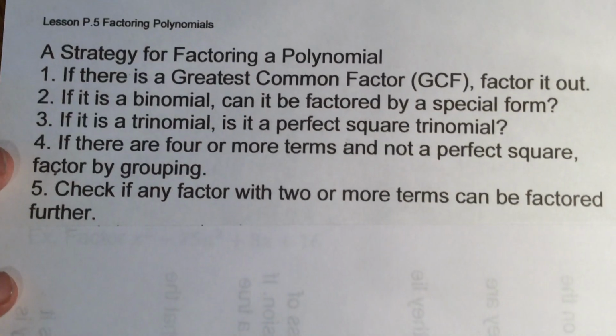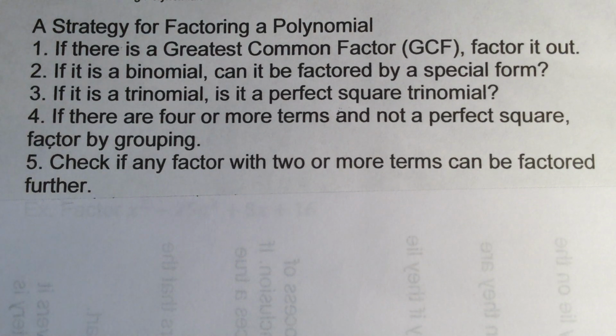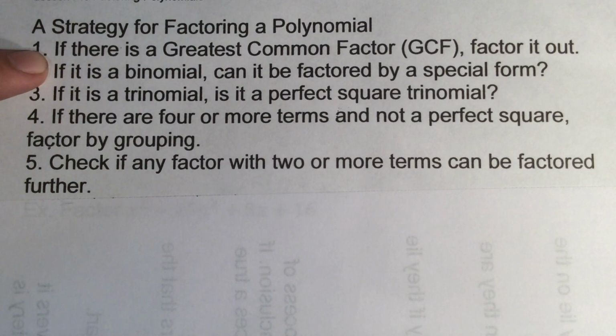So generally when you're doing this, the first thing you should always check for is, do I have a greatest common factor? Factor it out right off the bat. That'll make it less complicated, easier to factor. If it's a binomial, check to see if it's a special form. Is it a difference of squares? Is it a sum or difference of cubes? If it's a trinomial, is it a perfect square trinomial? If there are 4 or more terms, can I factor it by grouping? Otherwise, can I just factor it into 2 or more terms? Can I factor it further?